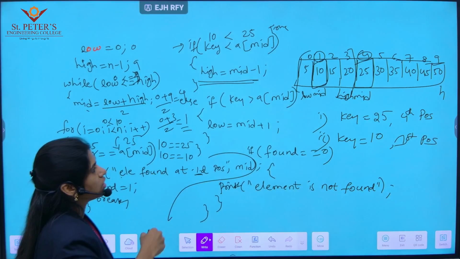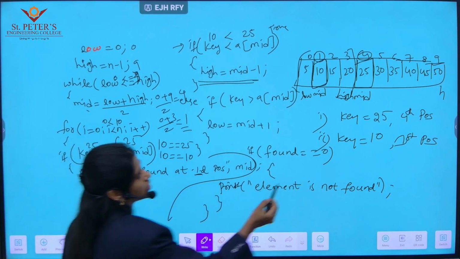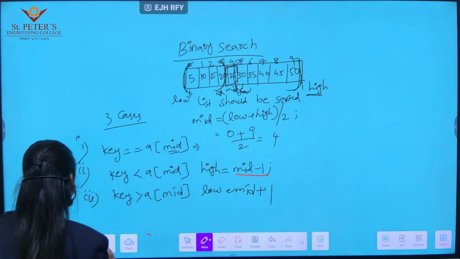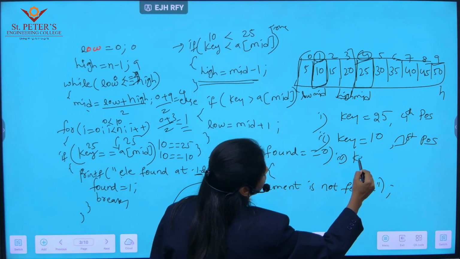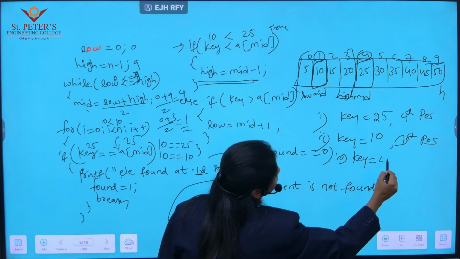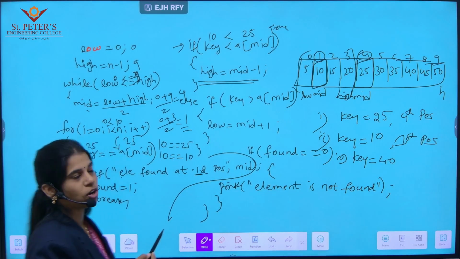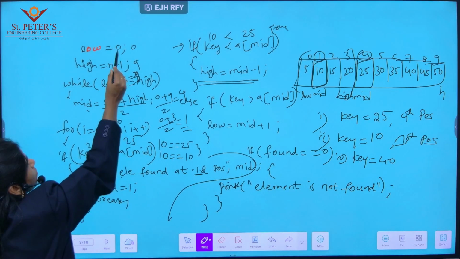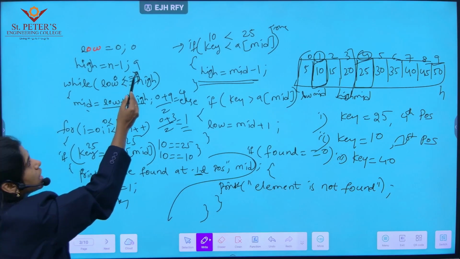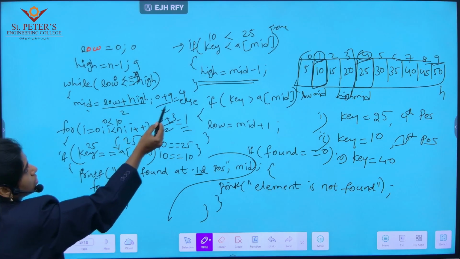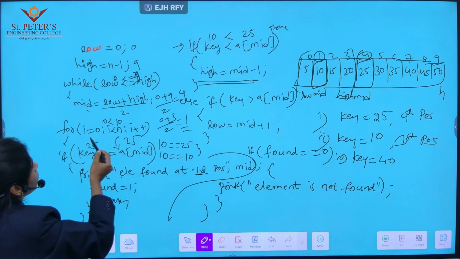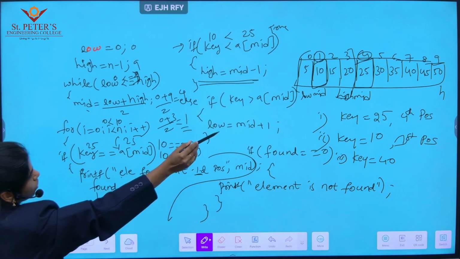Next, in the third case, suppose you take the key value as 40. Now we'll start the process from here. Low equal to 0, high equal to 10 minus 1, which is 9. Now we'll calculate the mid value, that is 0 plus 9 by 2, which is 4. That is A of 4, and A of 4 is our mid element.